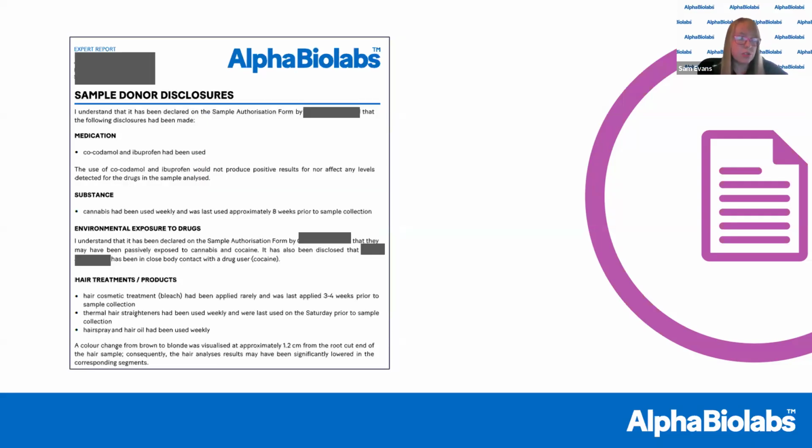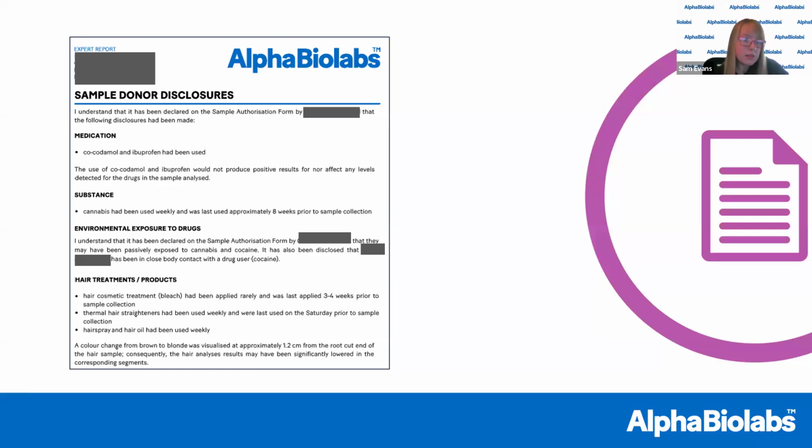Then we have the sample donor disclosures. So these are the declarations made by the donor at the time of sample collection. They include drug use history, any prescribed or over-the-counter medications, any potential environmental exposure to drugs, any cosmetic hair treatments like dyeing or bleaching, and all this information is critical to interpreting the results.